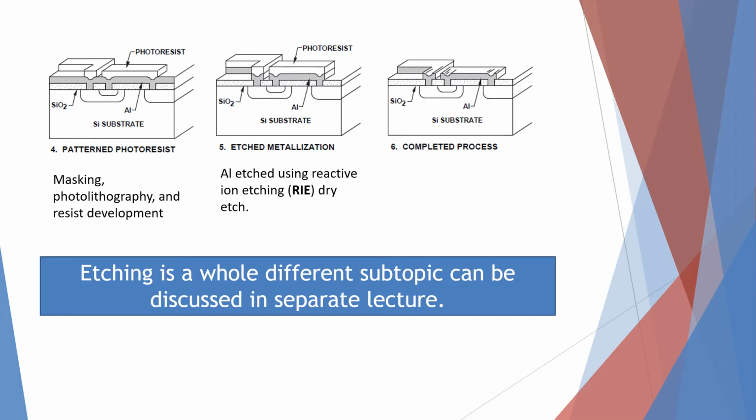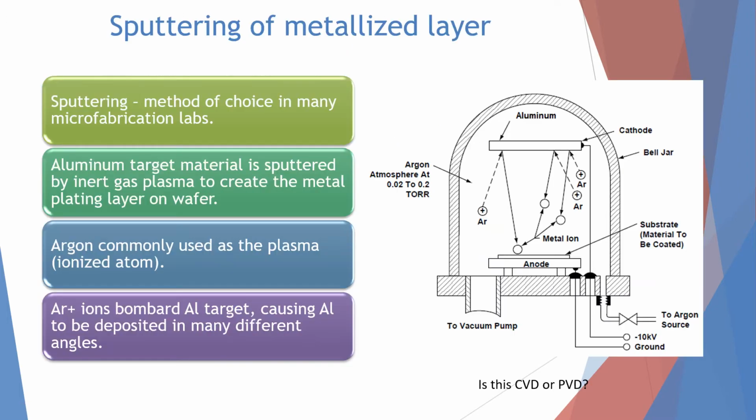And then we perform the etch of the metallization, the aluminum etch using reactive ion etching, RIE, or dry etch. So this one we are going to learn further in the etching topic later. And finally, it is a completed process. Etching, as I mentioned, will be a whole different subtopic that can be discussed in a separate lecture. Sputtering is the most common process used in microfabrication for the metallization layer.